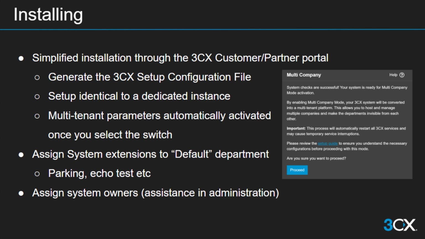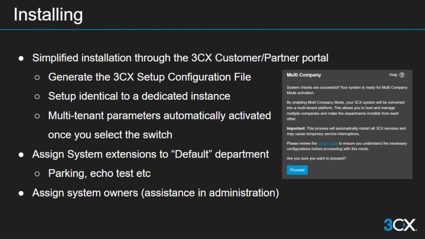The installation process is streamlined via the customer or partner portal. You deploy the multi-tenant in the same way as with a dedicated installation. Generating the setup configuration file is step 1, and then deploying via the portal is step 2. Once activated, navigate to System, Multi-Company, and then click on the switch. This automatically enables 3CX multi-tenant parameters, and you can then begin configuring.